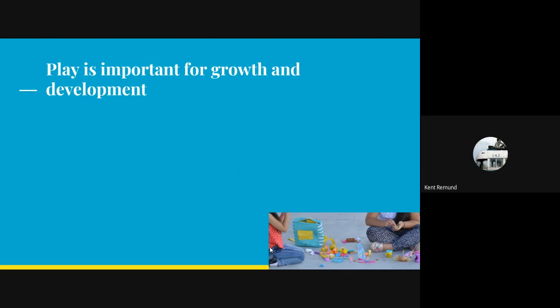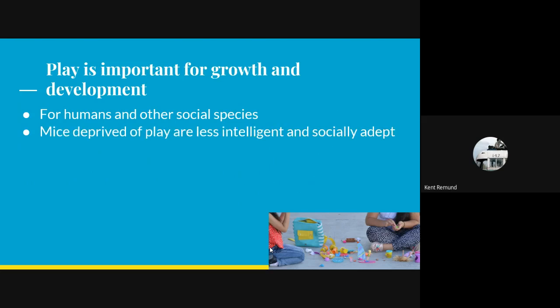So play is important for growth and development. Play is actually a super important part for the growth and development of pretty much every social species out there. They've actually done studies. We can't do this with humans for ethical reasons, but they've done studies where they can deprive mice pups of play. You know, they separate them from their peers. They don't get to play with the other mice pups. And they can see when they reach adulthood, they're less intelligent. They can't solve problems. They're less socially adept. They're just deprived in every single way because they were deprived of play.